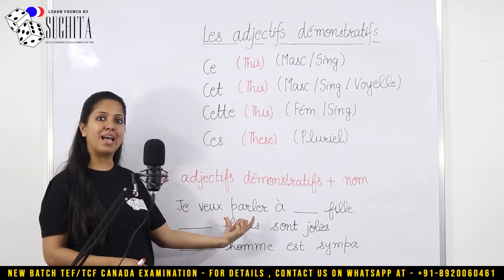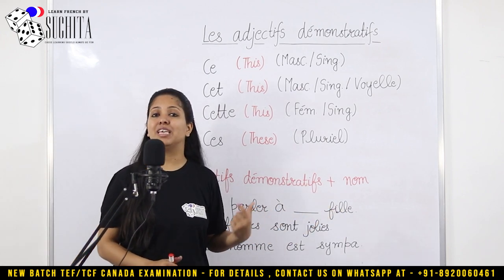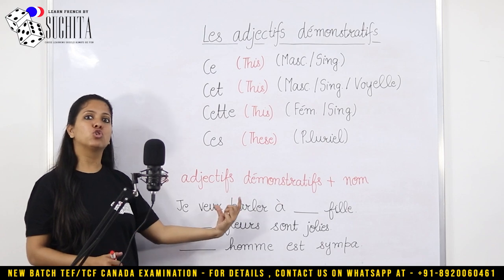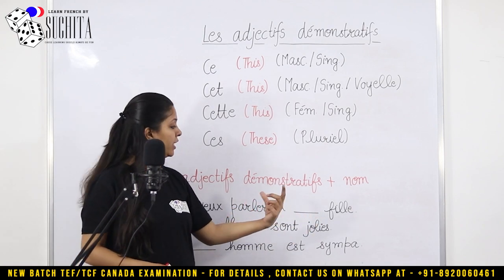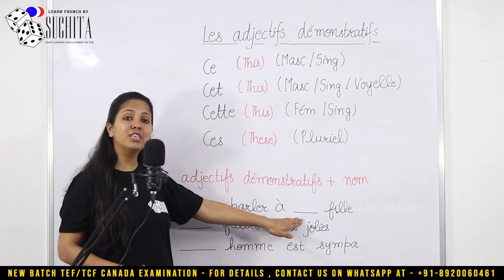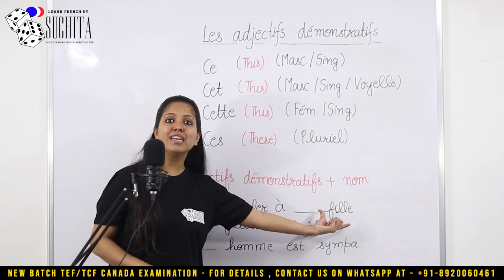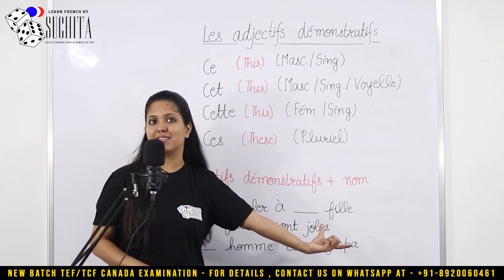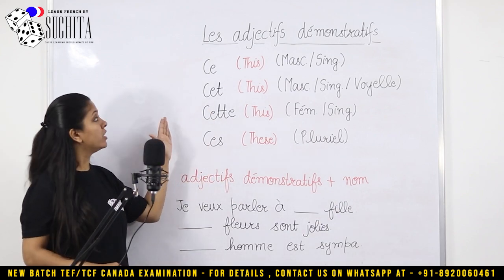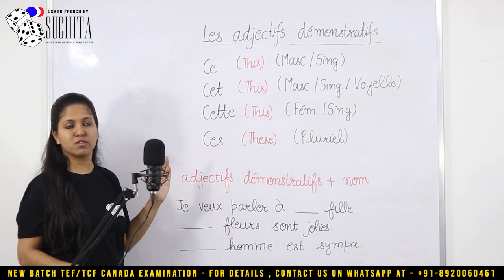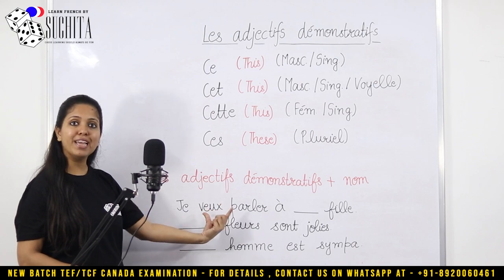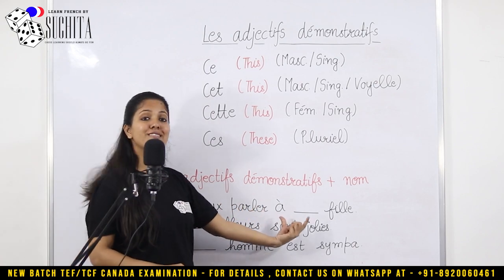Je veux parler à cette fille. I want to talk to this girl. Now, you will notice that after the dash, you always have a noun. And the gender and the number of this noun will decide which demonstrative adjective I am going to use. Okay? Now, je veux parler, I want to speak to this girl.